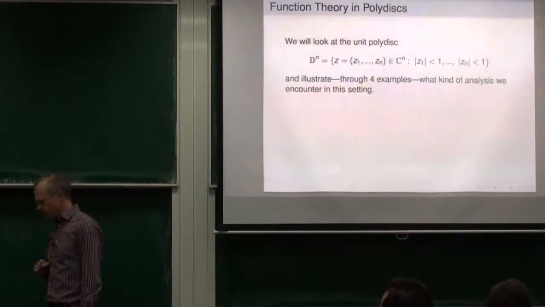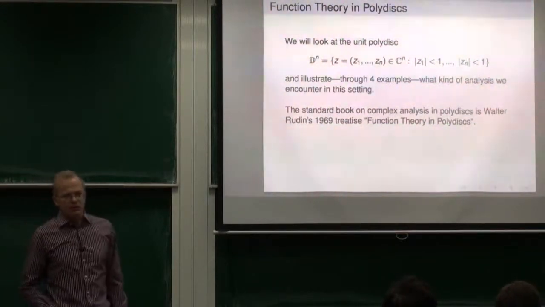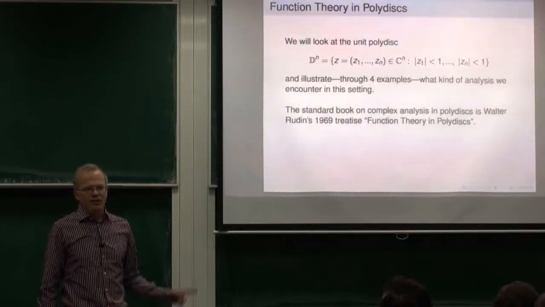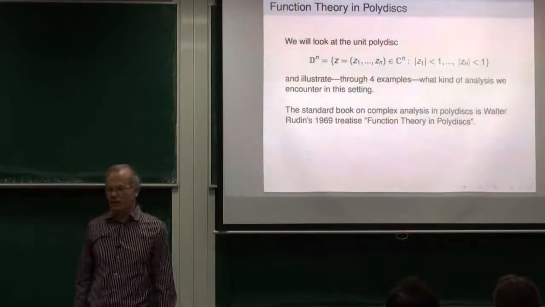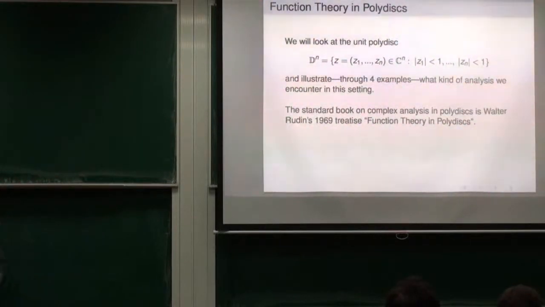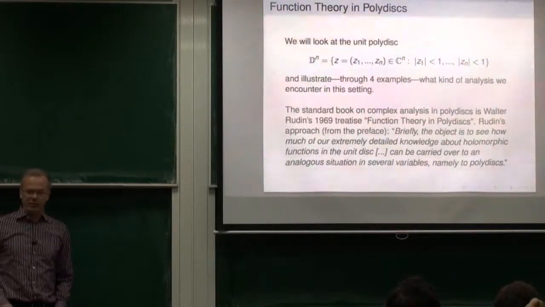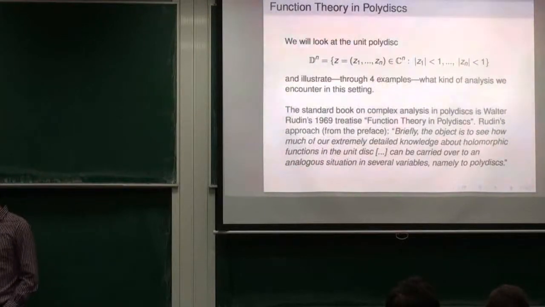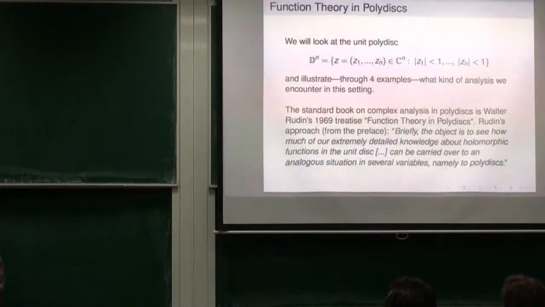So I will show you 4 examples. If you start thinking about the polydisc, or you want to know something about the polydisc, the first thing you probably would do is to pick up Rudin's classic book from 1969, which is called Function Theory in Polydiscs. And I give you a quote from the preface to this book. Rudin writes that briefly the object is to see how much of our extremely detailed knowledge about holomorphic functions in the unit disk can be carried over to an analogous situation in several variables, namely to polydiscs. So that was Rudin's starting point for his book.